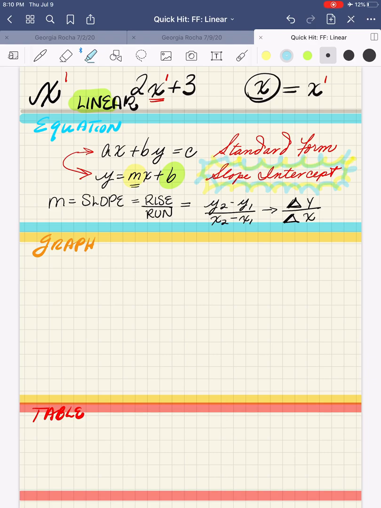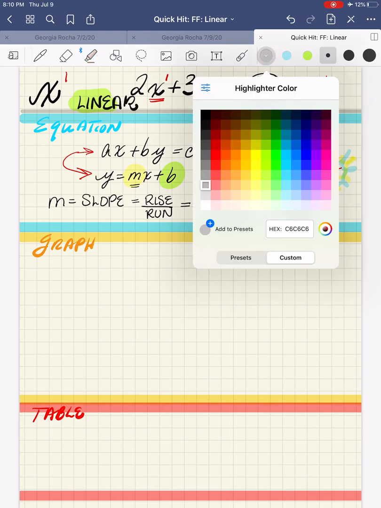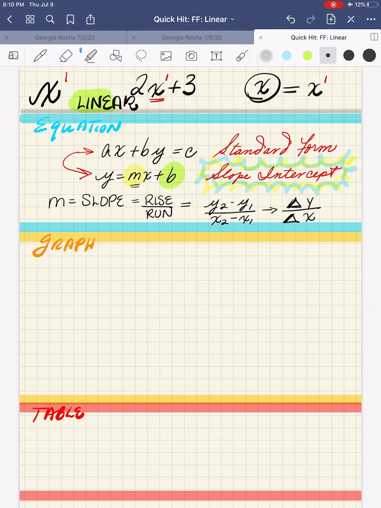I want to talk about what it looks like as a graph. So as I said earlier, and is obvious in the name, a linear equation graphs as a line.